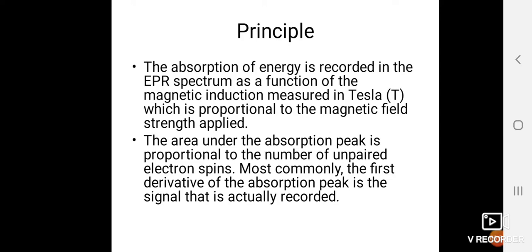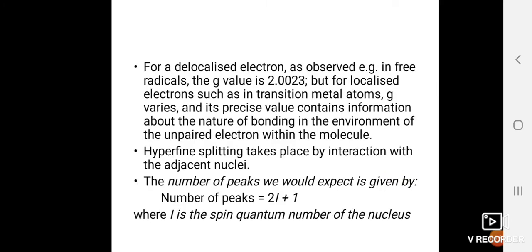In ESR, the basic principle, as I earlier mentioned, is that the odd number of electrons, the single electron, will have its own magnetic field, and because of its internal magnetic field, when an external magnetic field of proportional strength is applied, alignment and misalignment are going to happen, and whenever an absorption takes place, and when we plot the graph, the area under the absorption peak is proportional to the number of unpaired electron spins. Most commonly, the first derivative of the absorption peak is the signal that is actually recorded.